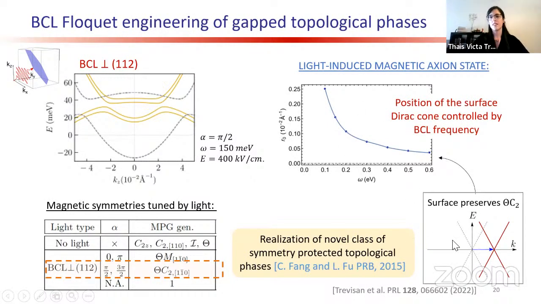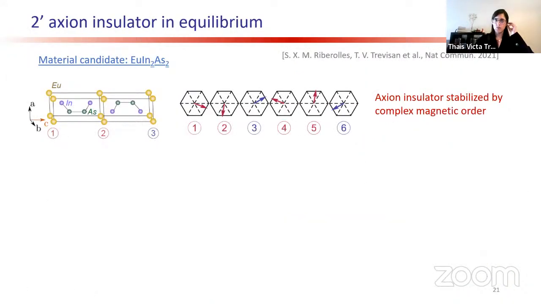So as I mentioned, this is a possible realization of a novel class of symmetry protected topological phases that was proposed a couple years ago. And I told you before that this is very rare to find in nature. There is, as far as I know, only one material candidate that can exhibit this phase. And just to briefly talk about it, this material is europium indium arsenide 2. This is a layered material. You can see that you have layers of europium intercalated by blocks of indium and arsenide.